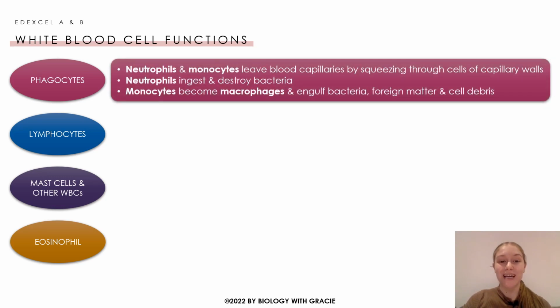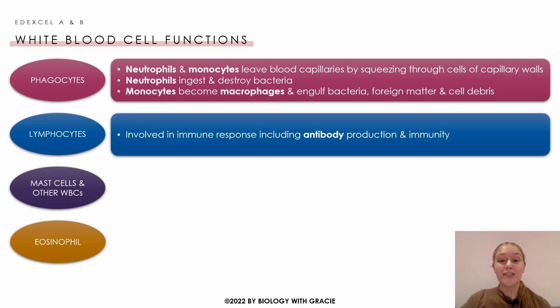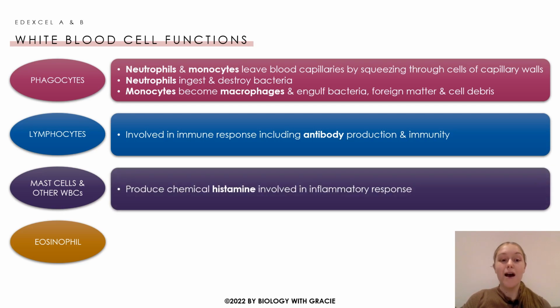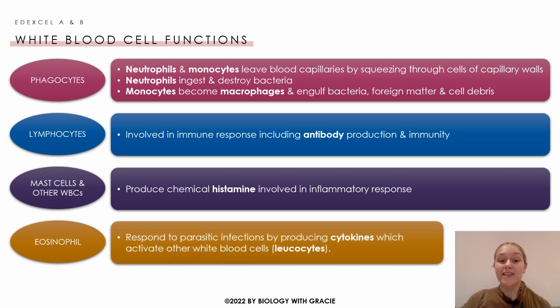So phagocytes matches up with the statement about neutrophils, monocytes and macrophages. These are all, of course, phagocytes, and this is the process of how each of these works within the immune system. Lymphocytes, so we know that they're involved in the immune response, including antibody production and immunity, with B cells being key to that antibody production. Mast cells are the ones that produce histamine, which is involved in the inflammatory response, so the non-specific immune response. And then finally eosinophils, so these are the ones that respond to parasitic infections by producing cytokines. So they activate other white blood cells such as leukocytes.